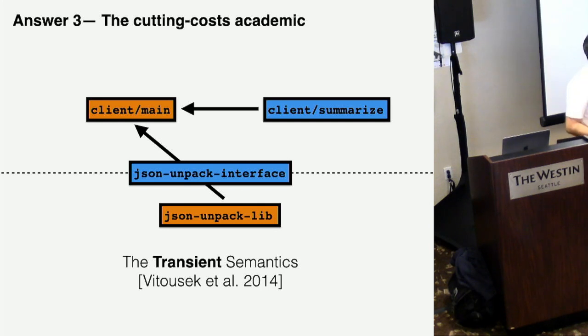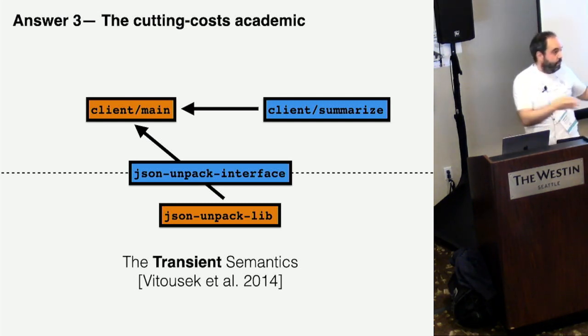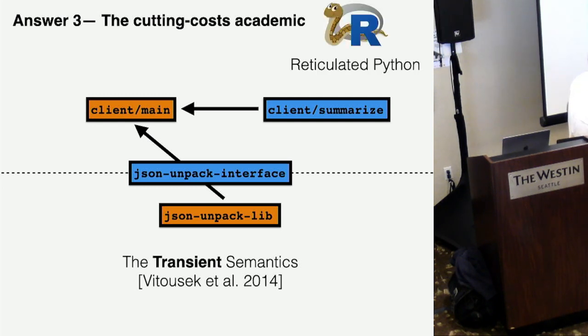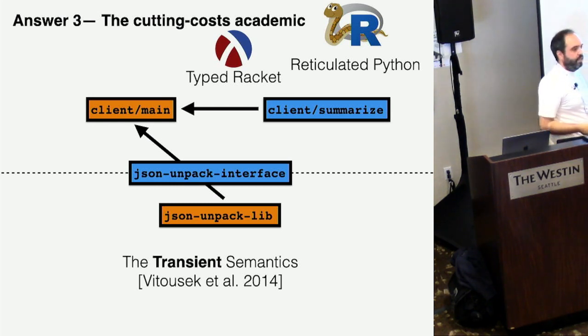Cool. So, of course, academics didn't like that, so they tried to make a compromise between the expensiveness of the natural semantics and the everything-goes situation of the erasure semantics. There are many examples, but the one that we will consider today is the one called transient semantics, okay? That was first implemented as part of Reticulated Python, but actually now Typed Racket, thanks to Ben Greenman, also has a transient backend.